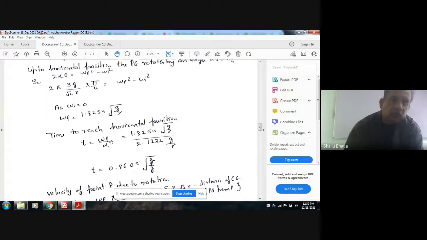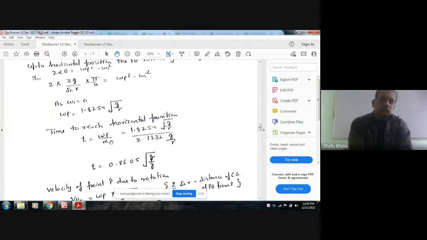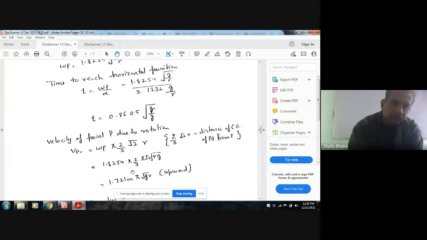Once omega f is known, we can find the time to reach this horizontal position also, because omega f is the final angular velocity and omega i is the initial angular velocity, that is 0. So (omega f minus omega i) by t is equal to alpha. So t is equal to omega f by alpha. Putting in the values, we can find t. So this is the t.